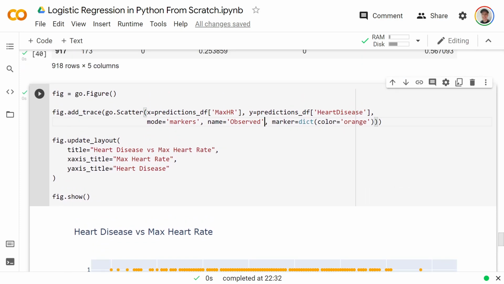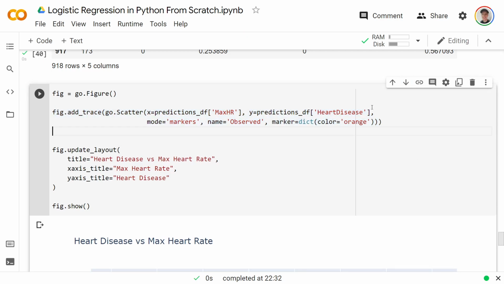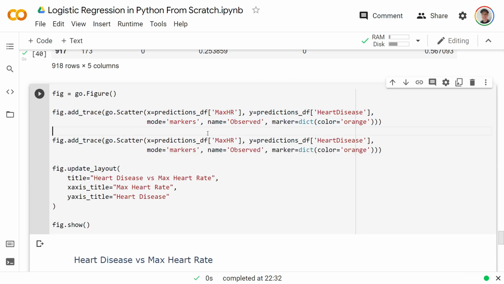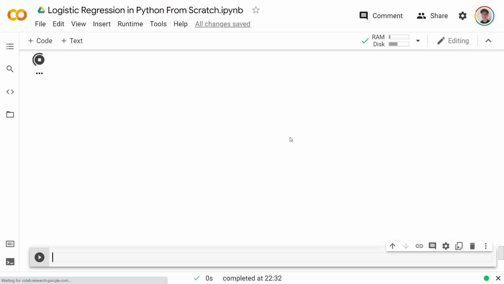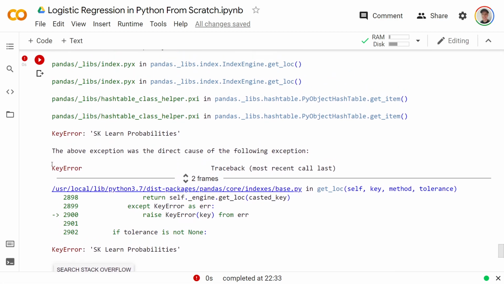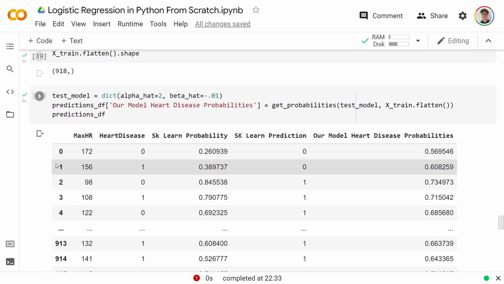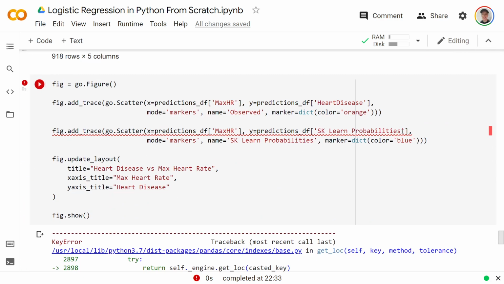The Scikit-Learn probabilities from before is going to be the same thing, so I'll copy that in. The Scikit-Learn probabilities, that's predictions df max hr. This is sklearn probabilities, I think is how I wrote that. Let me just check. Color is, I'll make that blue, and name is equal to sklearn probabilities. And it's got a key error, so of course I'm getting that label wrong. That is sklearn probability.